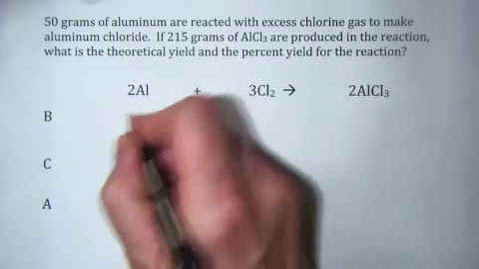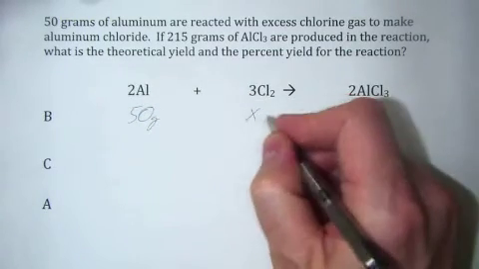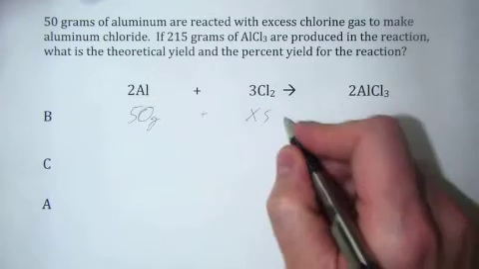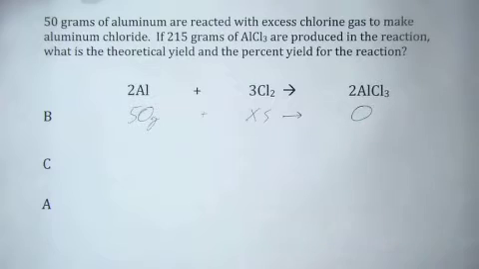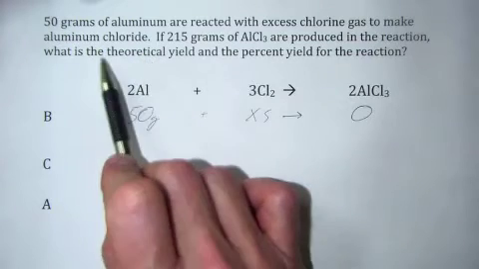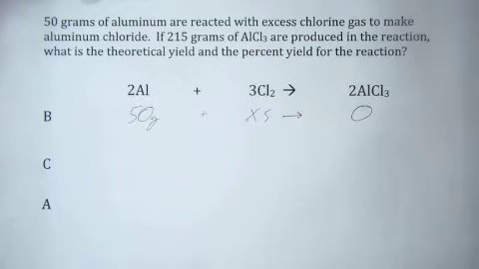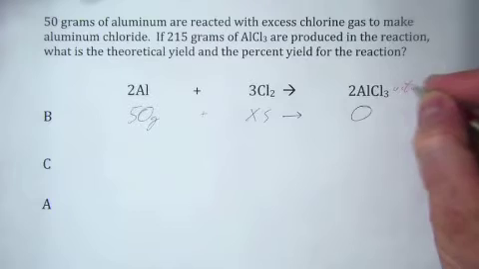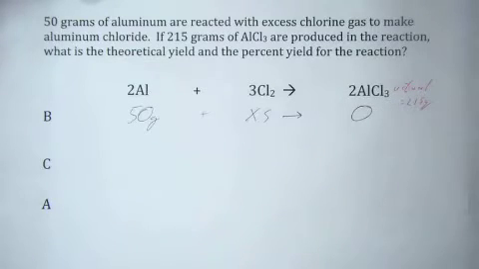All right, so 50 grams of aluminum with excess chlorine, and it produces, we know we have no products to start with. And it says it makes aluminum chloride. It says 215 grams of aluminum chloride are produced. So our actual amount produced here is 215 grams. Good. All right.